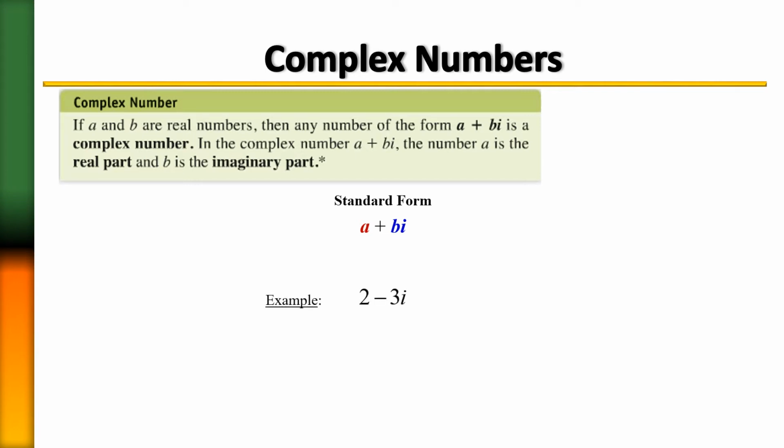Just to let you know which part would be considered the real part and which part would be considered the imaginary part, in the number 2 minus 3i, 2 is considered the real part, and anything that has the imaginary unit i in it would be considered the imaginary part of the number. And again, this is called standard form.